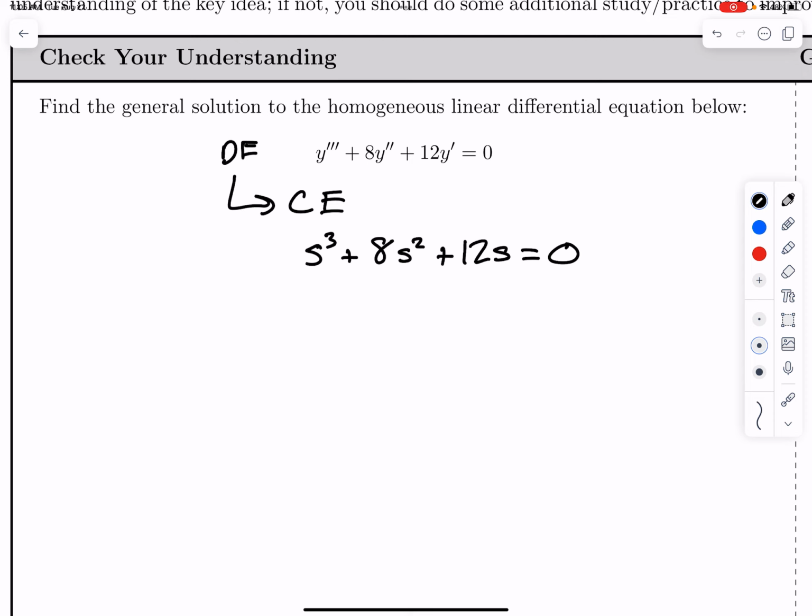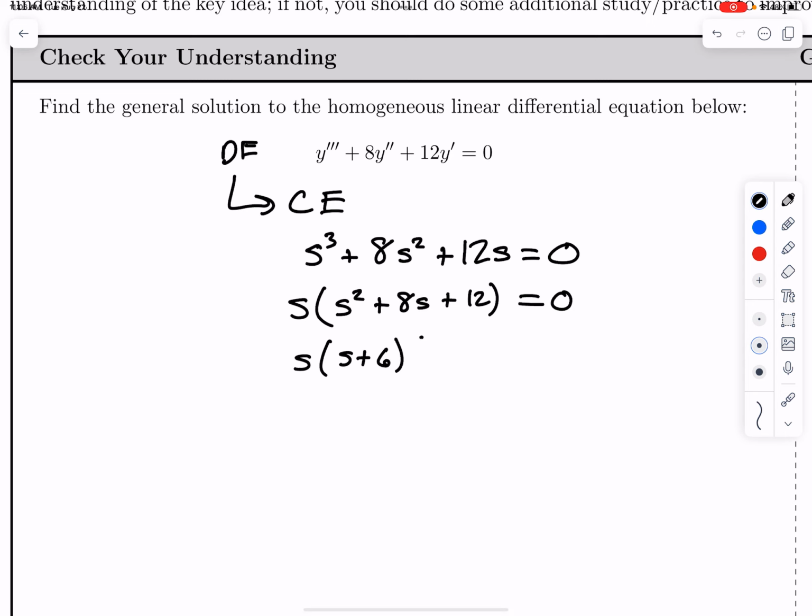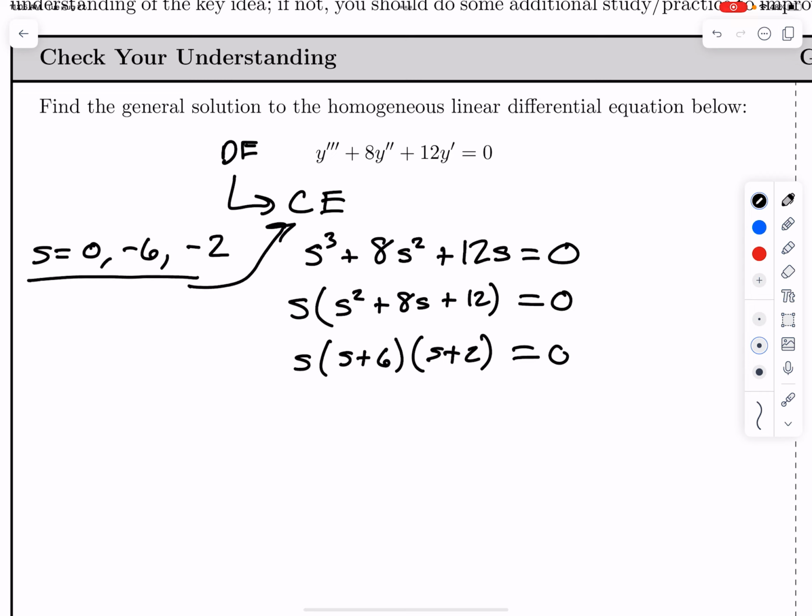Then we do some algebra on that, so we factor out the s. That gives us s times (s squared plus 8s plus 12). I'm hoping that's factorable. 12 is what? 6 times 2? Yeah, so (s plus 6) and (s plus 2), set that equal to 0. So s could be 0, -6, or -2. Those are the solutions to the characteristic equation.